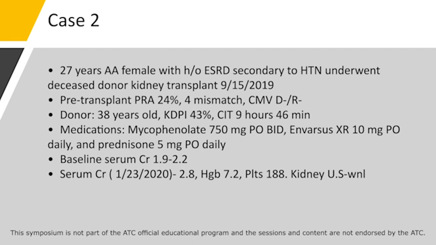Her immunosuppression medications consisted of mycophenolate mofetil, 750 mg PO twice a day, Envarsus XR, 10 mg PO once a day, and prednisone, 5 mg PO once a day. Her serum creatinine came down to the range of 1.9 to 2.2 milligram per deciliter after transplant. In January, her serum creatinine was noticed to be trending up along with anemia and thrombocytopenia. She had a kidney ultrasound ordered as part of an outpatient workup for AKI, and this was unremarkable.